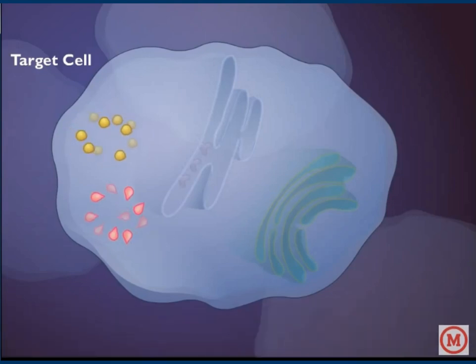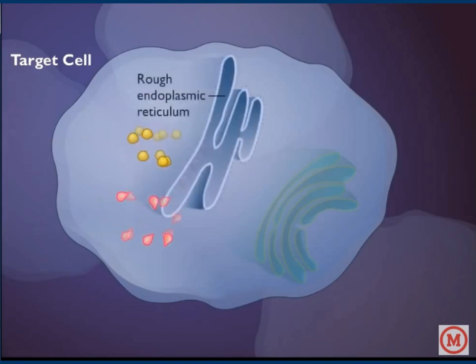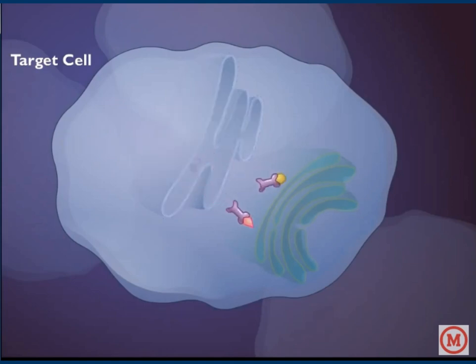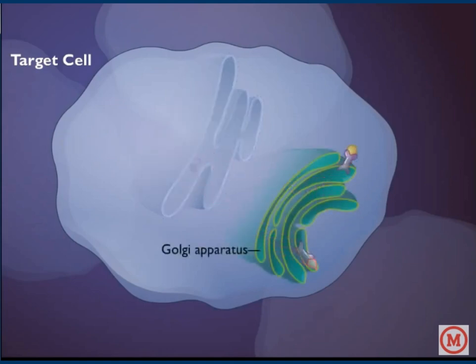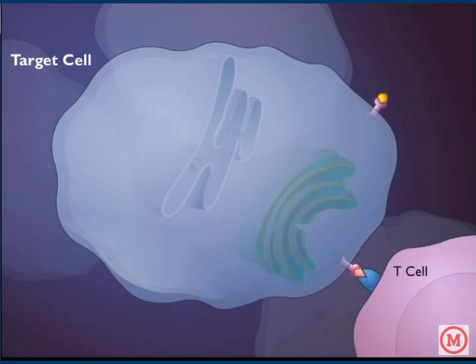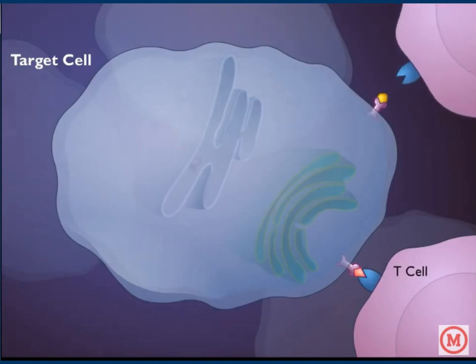The antigens are then transported into the rough endoplasmic reticulum. The antigens combine with class I MHC molecules. The combination is then transported to the Golgi apparatus and from there to the plasma membrane. Foreign antigens presented on class I MHC molecules stimulate cell destruction by activated T cells. Self-antigens are not recognized by the T cells and do not stimulate cell destruction.